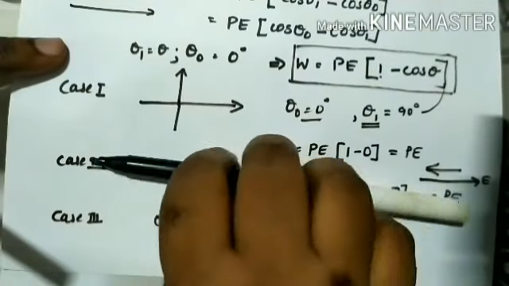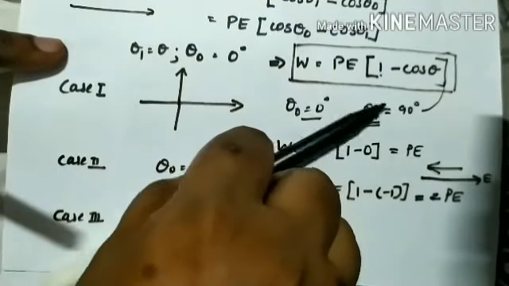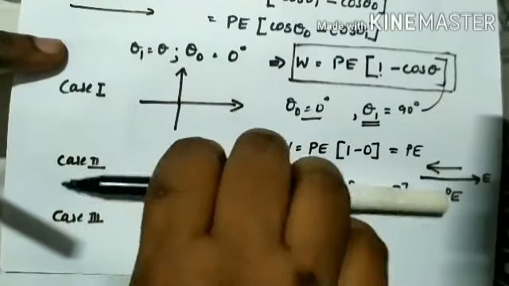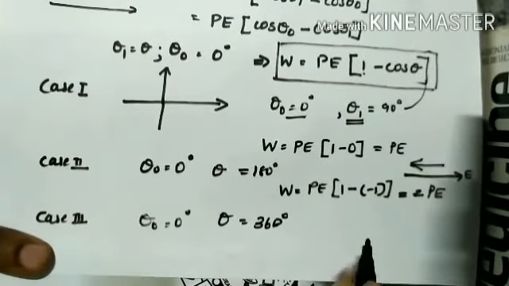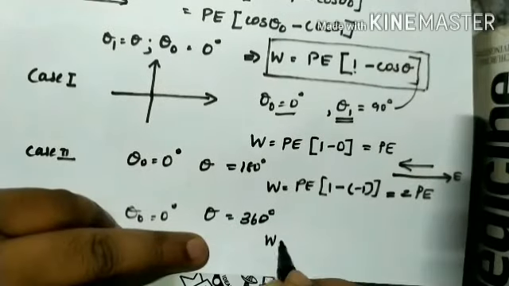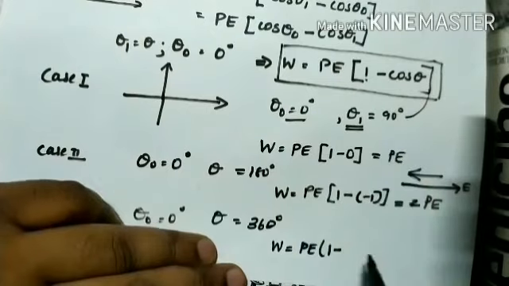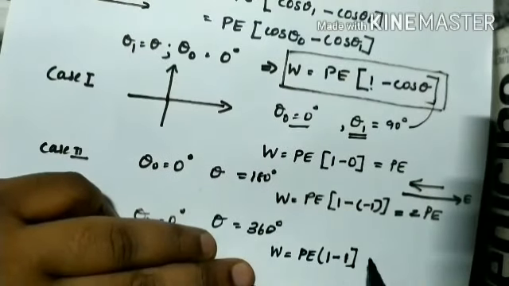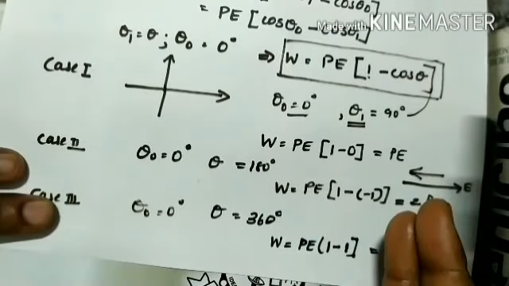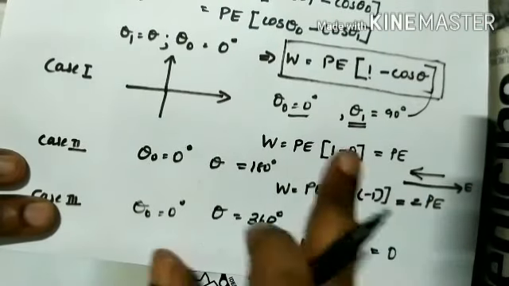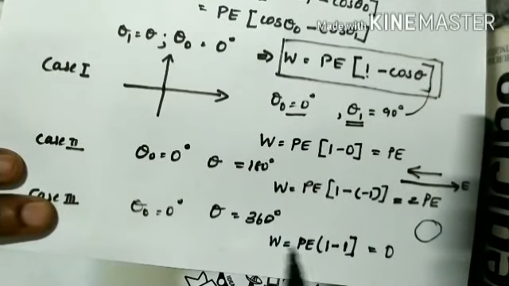So again I'm going to repeat it. Initial position goes like this. Now again, right? So the theta becomes what? 360 degrees, right? So PE times 1 minus, what is cos 360 degrees? It is 1 itself, so 1 minus 1 is 0. So work done is 0, right? That we already knew. You need not write the expression for a rotatory or one complete cycle, one complete rotation. The work done is 0.